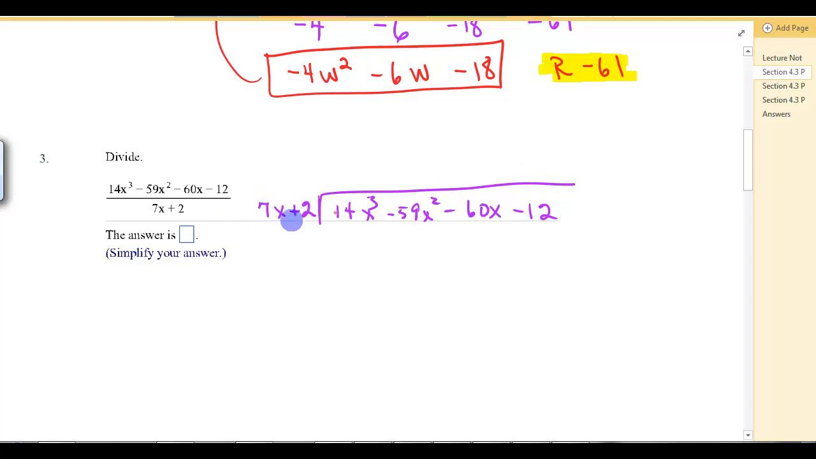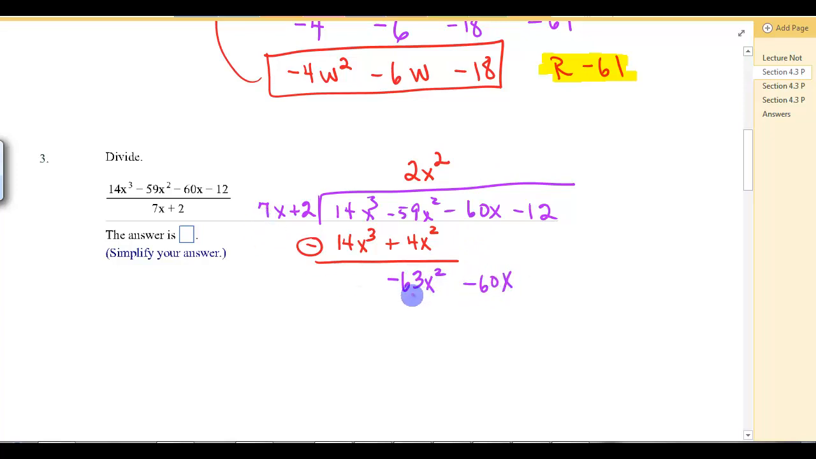All right, 7x goes into 14x cubed, 2x squared times. So we're going to put 2x squared here. We're going to multiply. 2x squared times 7x gives me 14x cubed. 2x squared times 2 gives me 4x squared. And subtract. So negative 59 minus 4 gives me a negative 63x squared. Bring down this term.